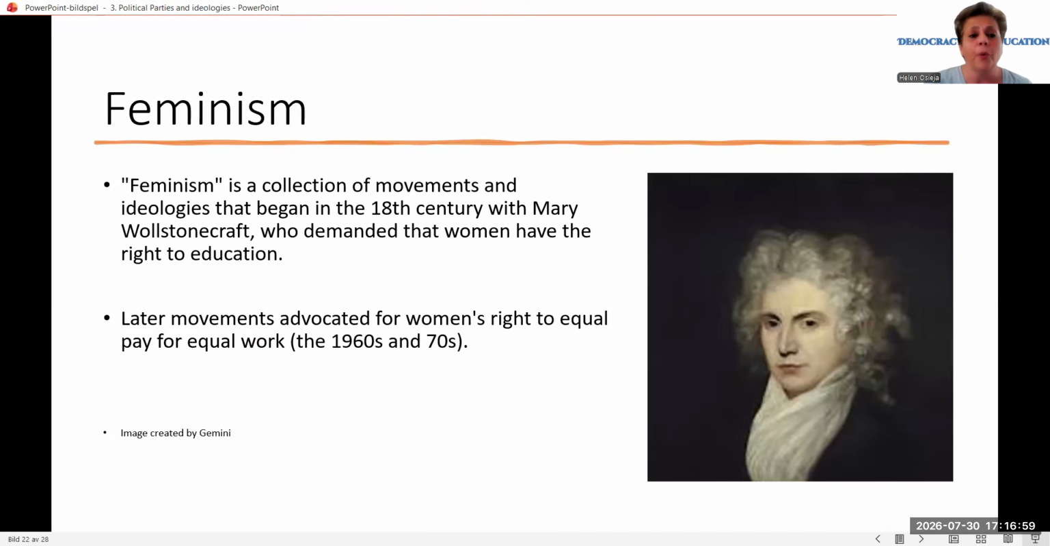Now, another important ideology in the Western world is feminism. However, feminism is not just one movement, but rather a collection of movements and ideologies that began in the 18th century with Mary Wollstonecraft. This author, this lady, demanded that women should have the right to education. However, later movements advocated for women's right to equal pay for equal work, especially in the 1960s and 70s.